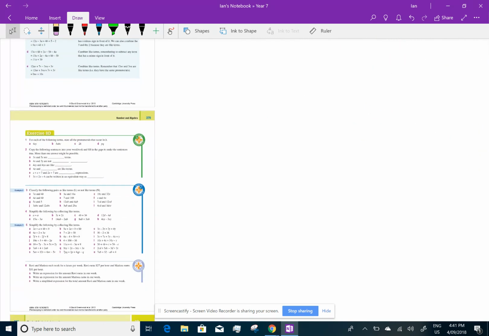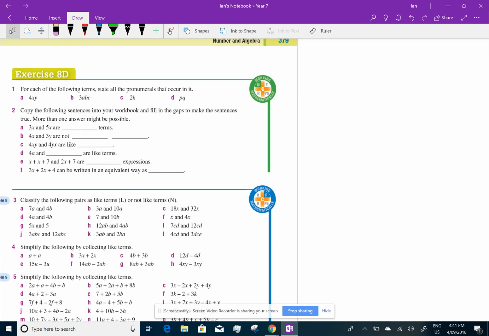Let's have a look at some of the questions. I'm going to let you do question 2 on your own. You should be able to see, but I want to look at question 2C.